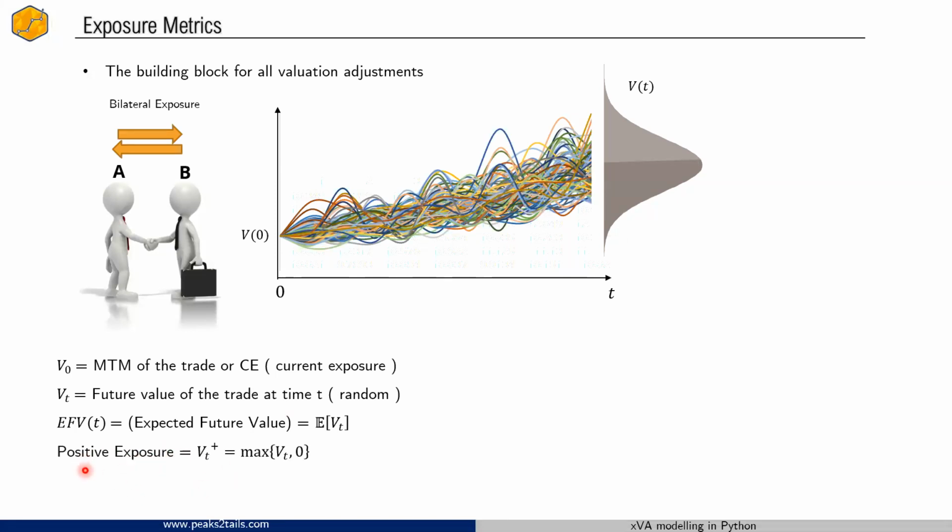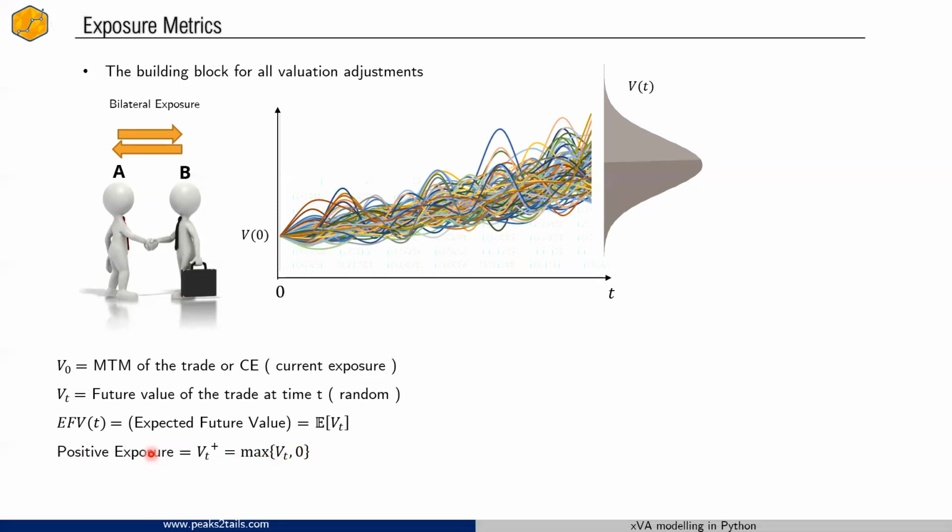Then, we define positive exposure as max of Vt, 0, or the shorthand is Vt plus, which means if exposure is positive, we take it as is. If exposure is negative, we take it as 0. Okay, it is floored at 0. We only take the positive part.